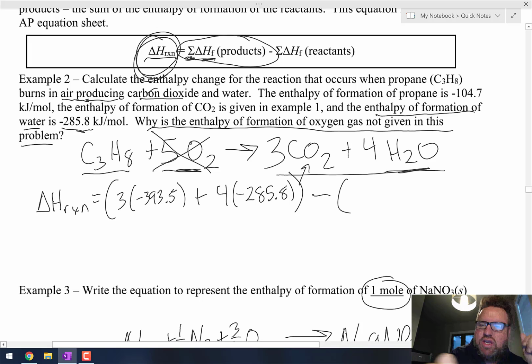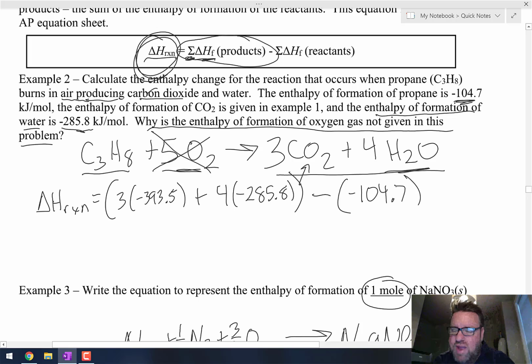Okay, and then we just need the enthalpy of formation of propane, which they tell us is negative 104.7. Again, be real careful with the negatives here. 104.7. Again, there's only one of them, so that's all we put for our reactants there. Okay, so at this point, go ahead and pause the video, do the math yourself, check to see if your answer comes out to be the same as mine. And who knows, I might be wrong.